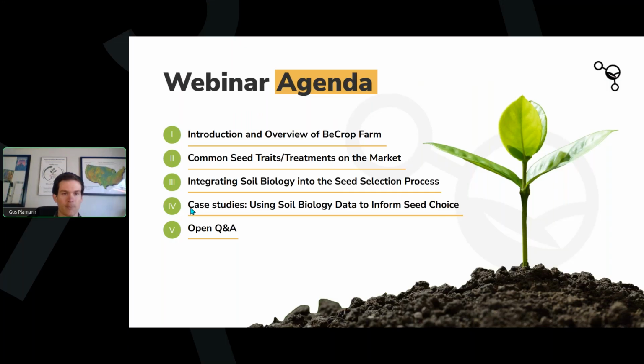And then we'll be covering some specific case studies, with examples using real BeCrop data on how that data can be used to inform seed choice, making decisions not just based on some of the standard influences on seed selection, but going a little deeper into how soil health and soil biology can be used to make optimal decisions as far as seed. Then we'll finish with a question and answer session. I'll be aiming to save maybe 15 minutes or so for questions.